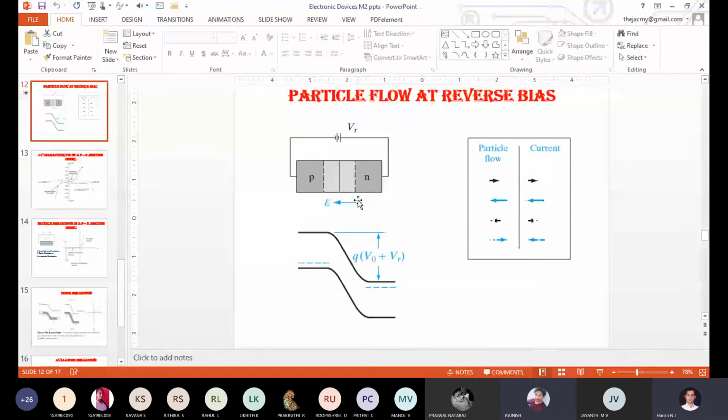Correct. So compared to the equilibrium condition, the built-in electric field is suppressed when the diode becomes forward bias. At the same time, when the diode becomes reverse bias, the width of the depletion region gets widened. In such a situation, the built-in electric field becomes more. When the built-in electric field becomes more, the voltage drop across this particular PN junction diode also increases.